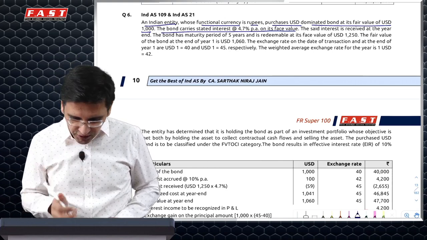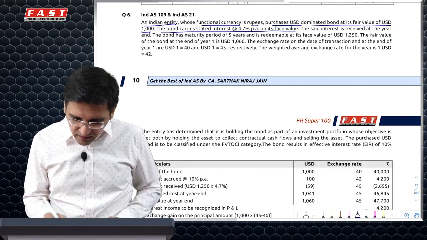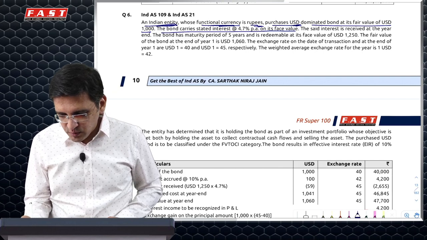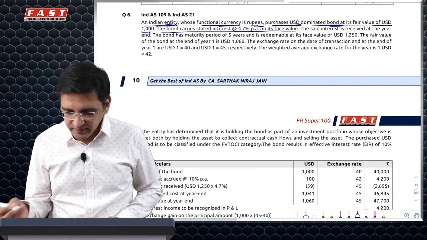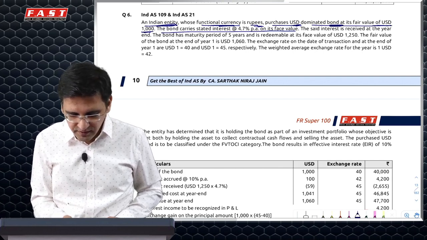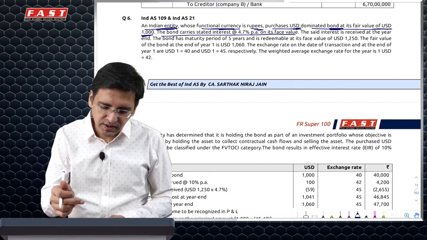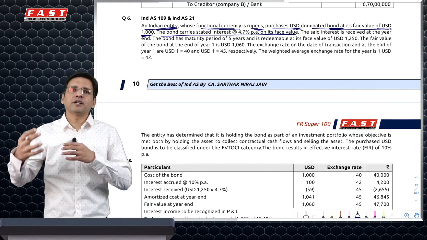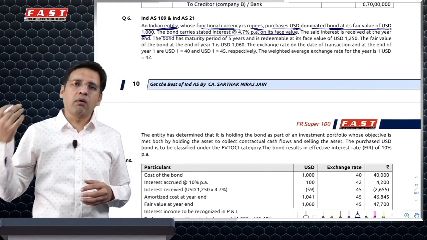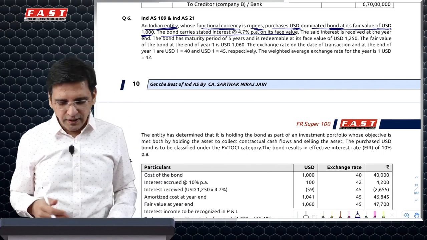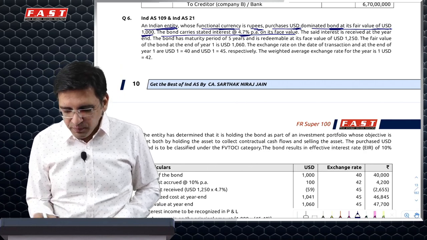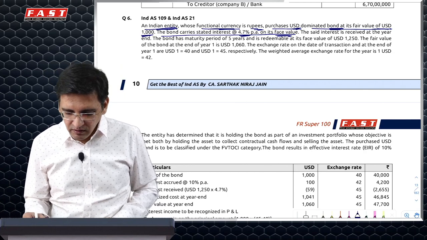Let's see the question carefully. So what we've done is, the Indian entity, functional currency rupees, has purchased a US dollar denominated bond and the fair value of it is $1,000. So this is not similar to the previous question, because it's not that I've taken a bond from an Indian company in dollar denomination. It's actually a bond denominated in dollars, possibly from the US itself. It has a 4.7% interest rate on face value.